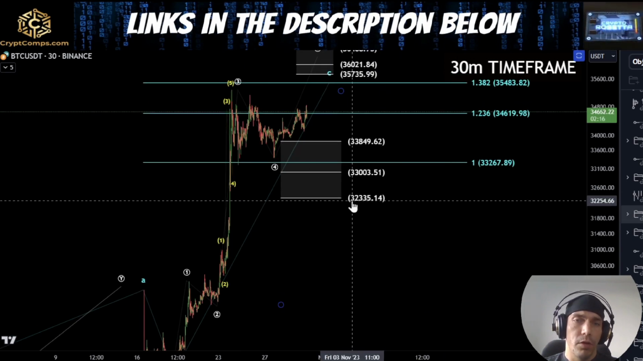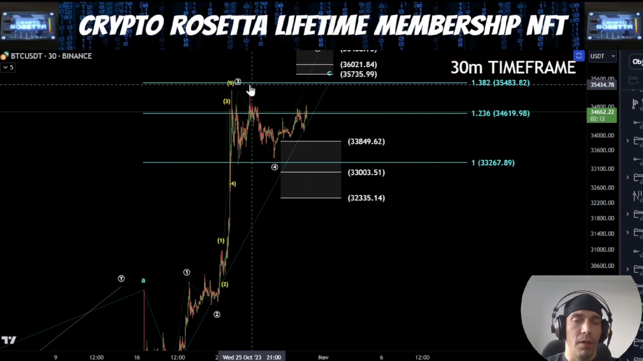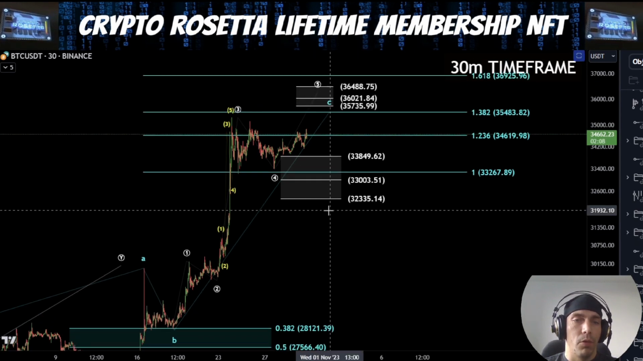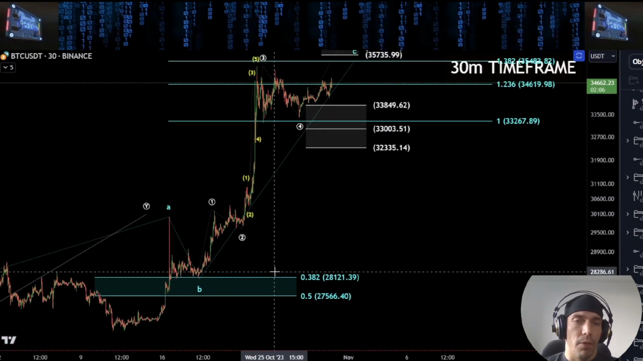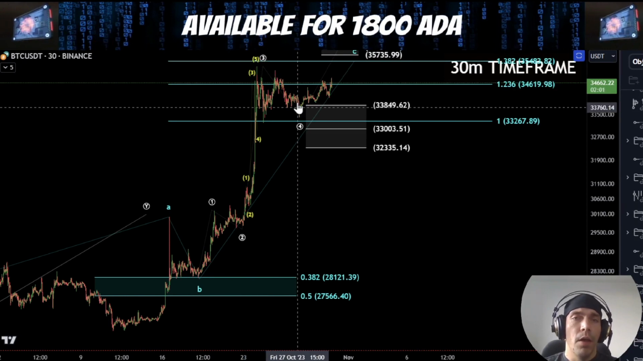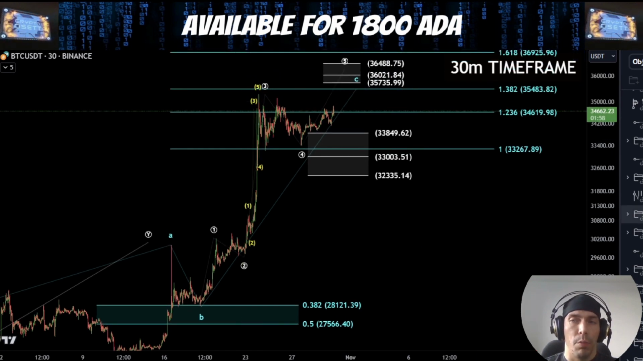If, however, we start to lose this 32,335, the probability is then that we have a completed move here, and we're going to have to monitor the retracement, because if we find support above this low here of this 28,125, we could potentially still see further extension, and we're going to go over that within the bullish count.